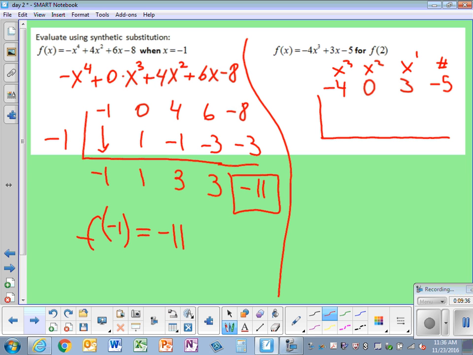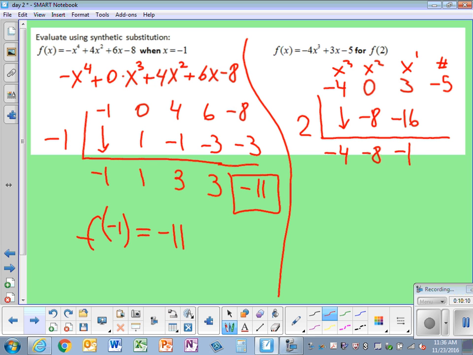Okay, so I wrote down my coefficients in the right order, and now I'm evaluating for 2. Right, so the 2 goes here. The first coefficient is just copied, negative 4. Now I go on diagonal. 2 times negative 4 is negative 8. Now I add the numbers in the column. 0 plus negative 8 is negative 8. 2 times negative 8 is negative 16. Now I'm adding 3 plus negative 16, which is negative 13.